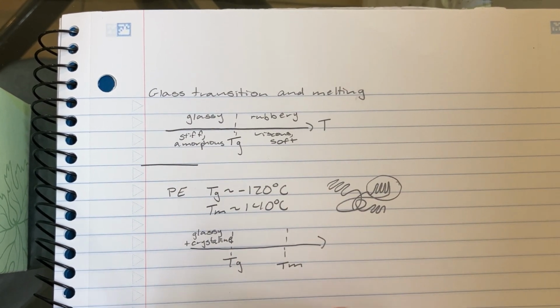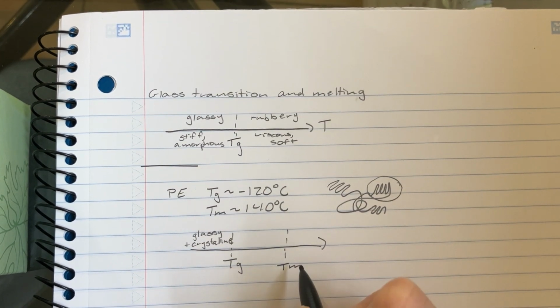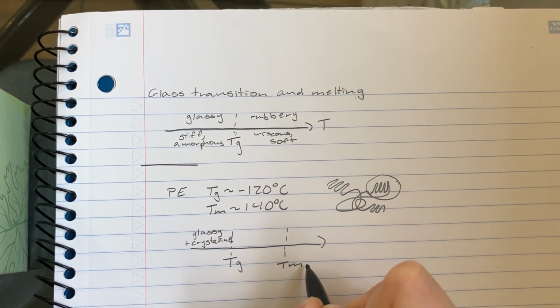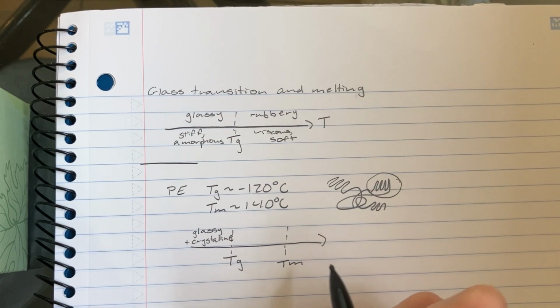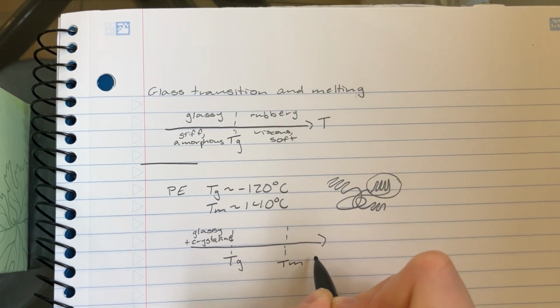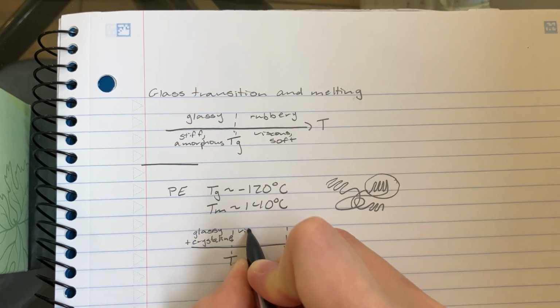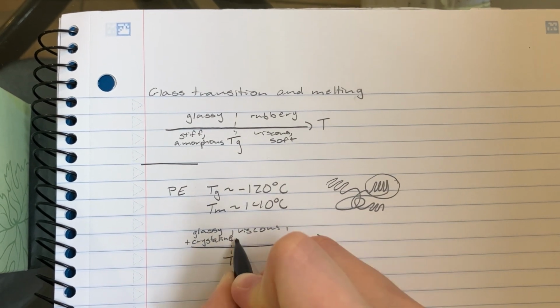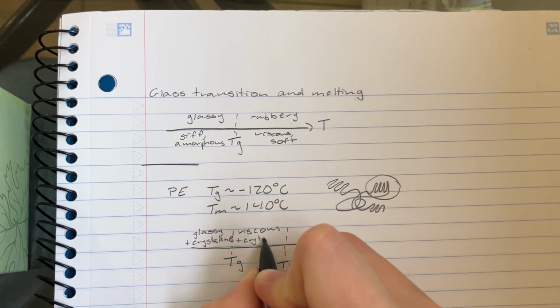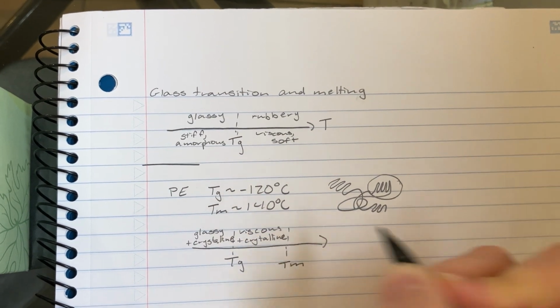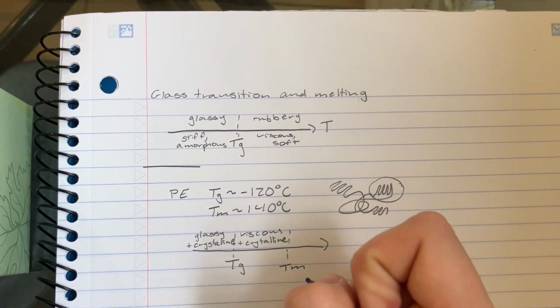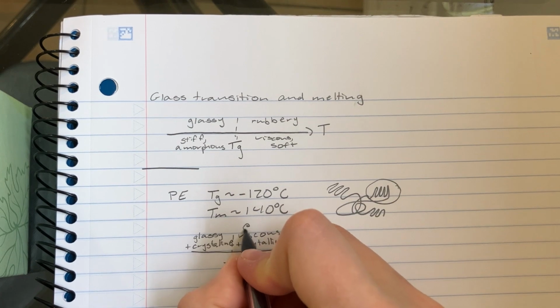Once the polymer is above the glass transition temperature but still below the melting temperature, the amorphous part of the polymer becomes viscous, but the crystalline part stays the same. So this will be viscous and crystalline. And this is especially interesting because for polyethylene, this is at room temperature.